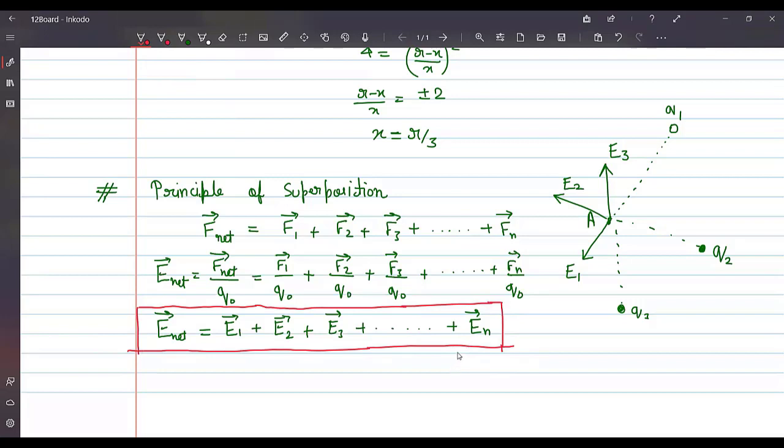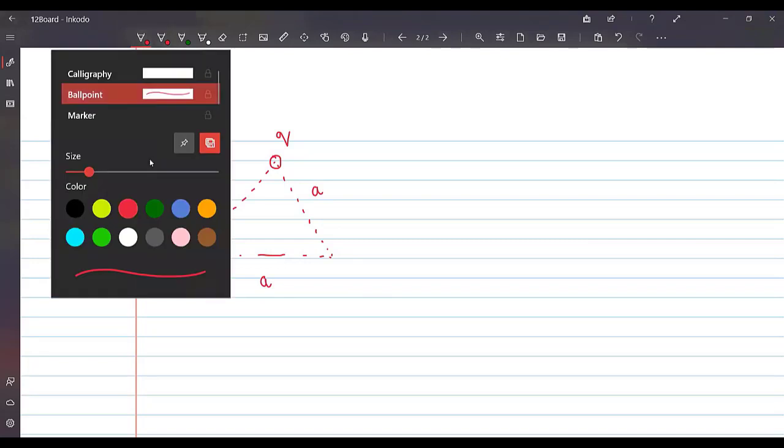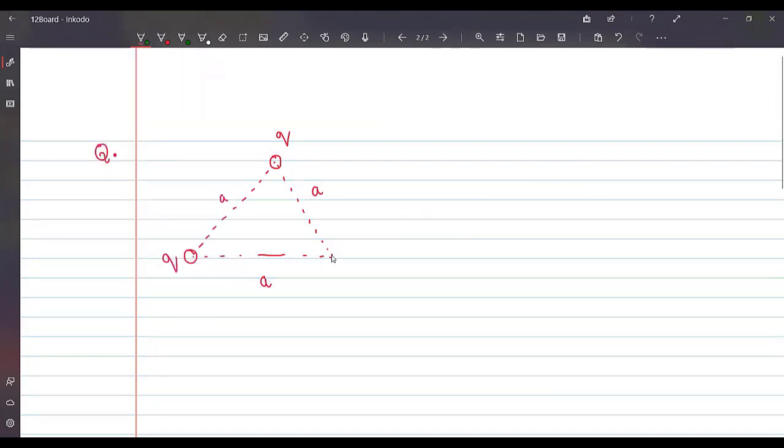So starting with the simpler problems first, let us see how charges behave in presence of other charges. Let's start with basic problems. So let us say I have two charges placed on the side of an equilateral triangle. Charges are, let us say, Q, and it's an equilateral triangle of side A. Now, how do I find the net electric field at point A? Question is, find net electric field at point A.